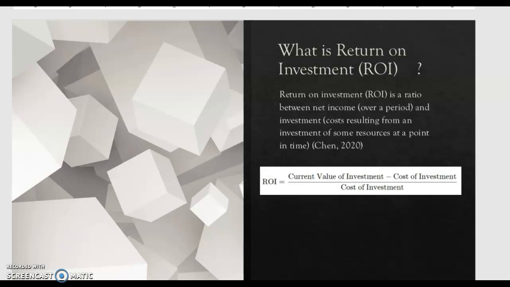The formula for calculating ROI is the current value of the investment minus the cost of the investment, and divide the result by the cost of the investment. If we want to use a percentage, we multiply the result by 100. Return on investment is a vital, simple, and important ratio due to its intuitive representation of the rudimentary scale of investment profitability.